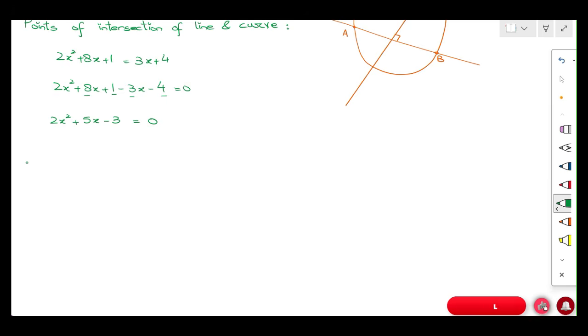Okay, now we can factorize this. 2 times 3 is 6, or we can say 6 take away 1 is 5. So 2x squared plus 6x minus x minus 3 equals 0. We can take 2x common, x plus 3 is left. Then minus 1 is common, x plus 3 is left, equals 0. So the factor is x plus 3, and the other factor is 2x minus 1 equals 0.